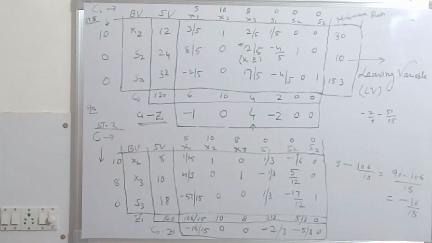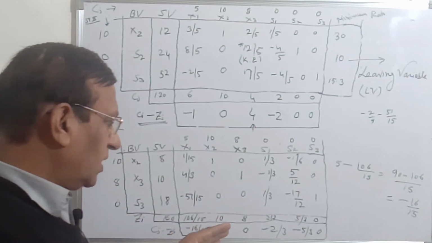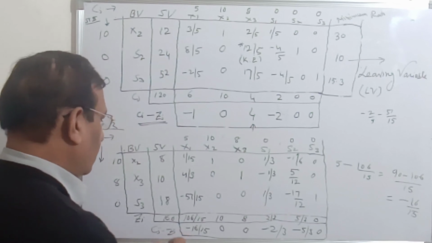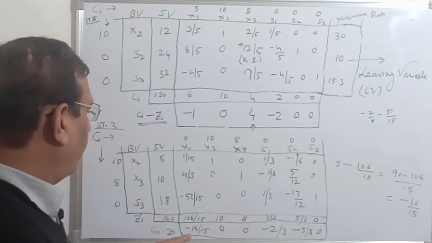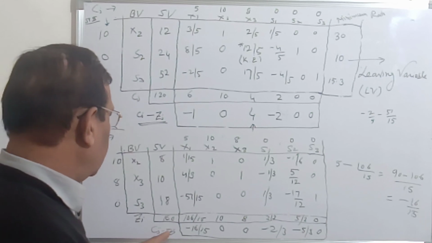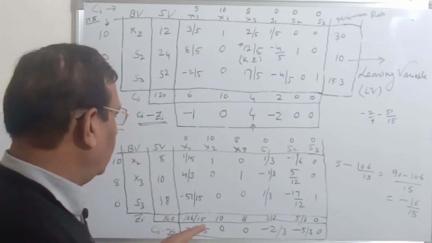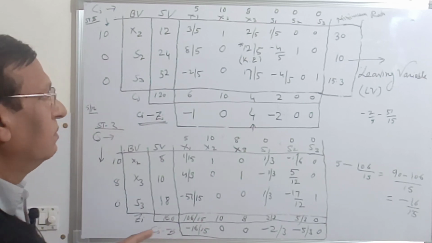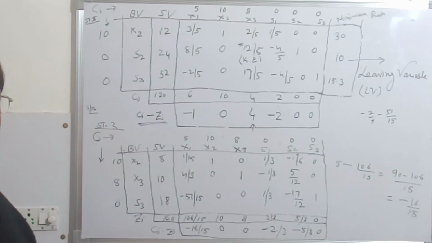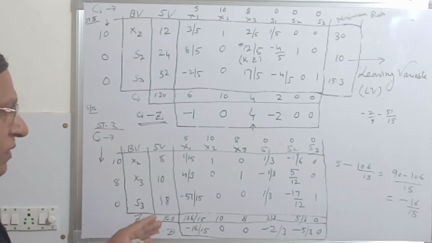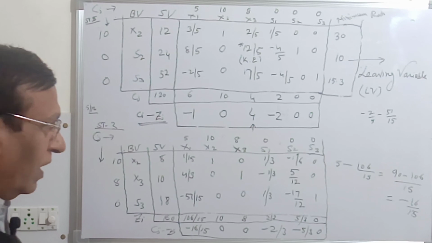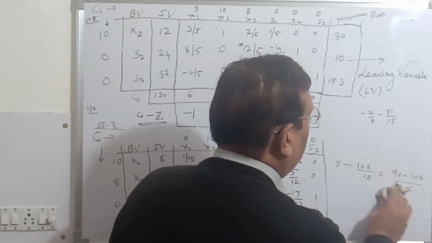Now, again we have to check for any positive maximum number for Cj minus Zj. Here we find that the values of Cj minus Zj are either 0 or negative. There is no positive value. It means we have reached the optimum solution. Why? This we have to write down.